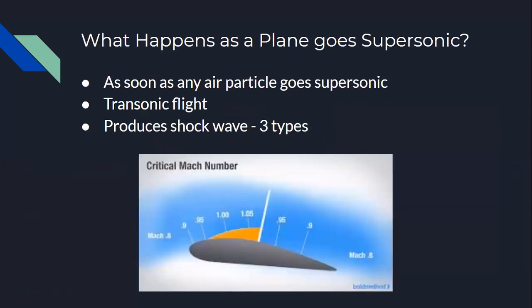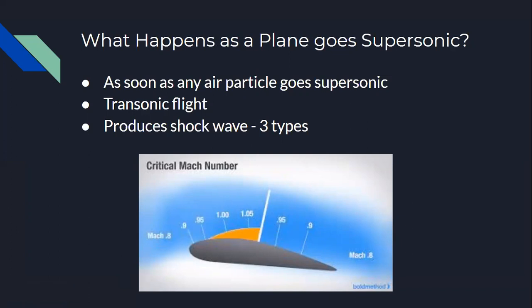Okay, so what happens as a plane goes supersonic? This is referring to what will happen as soon as any air particle over your wing goes supersonic. And indeed, they will probably go supersonic over your wings faster than anywhere else on the plane, just because that's what the wings are meant to do. The air over the wing goes faster than under the wing. That's what creates lift. However, this will also produce shock waves.